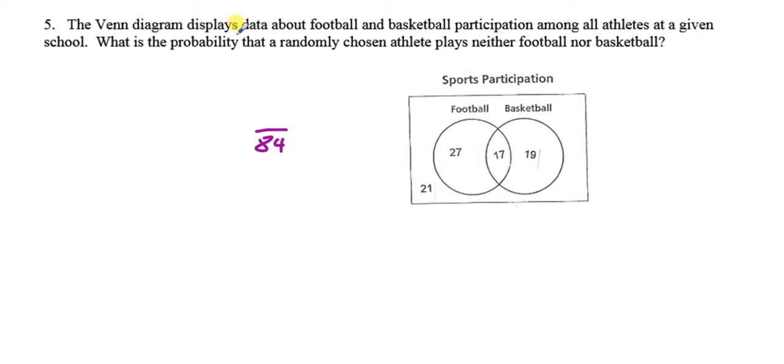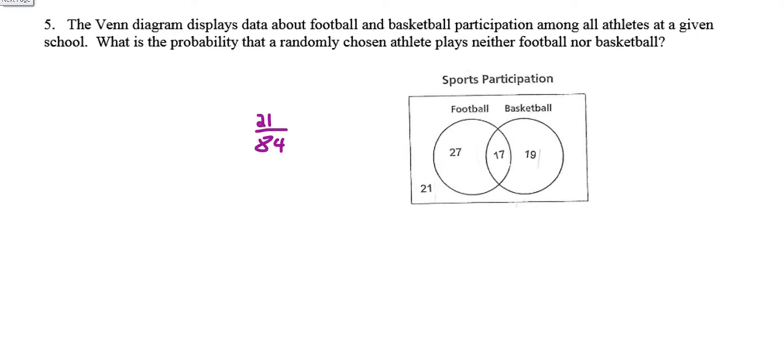And what is the probability that someone plays neither football nor basketball? There's 21 out of 84. Be careful on the test because I think it's the same question except how many play football and basketball, or what's the probability of playing both. It's 17 out of 84, not 17 out of whatever 27 plus 17 plus 19 add up to. So 21 out of 84.